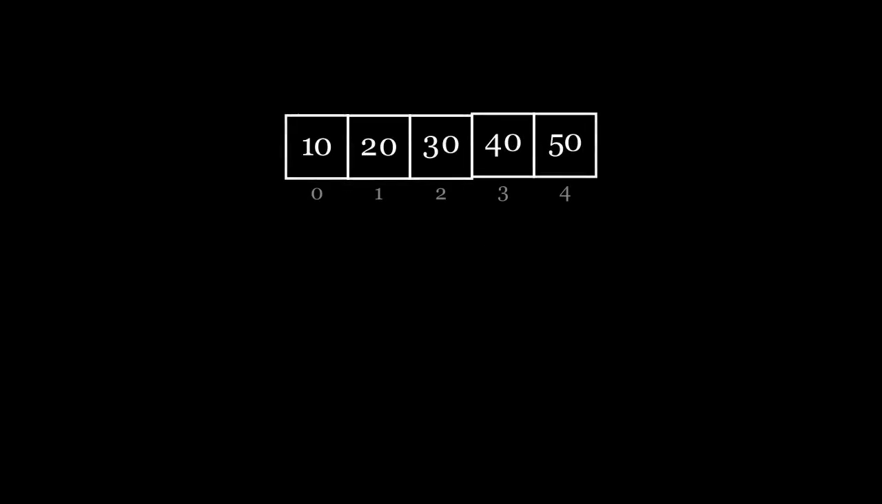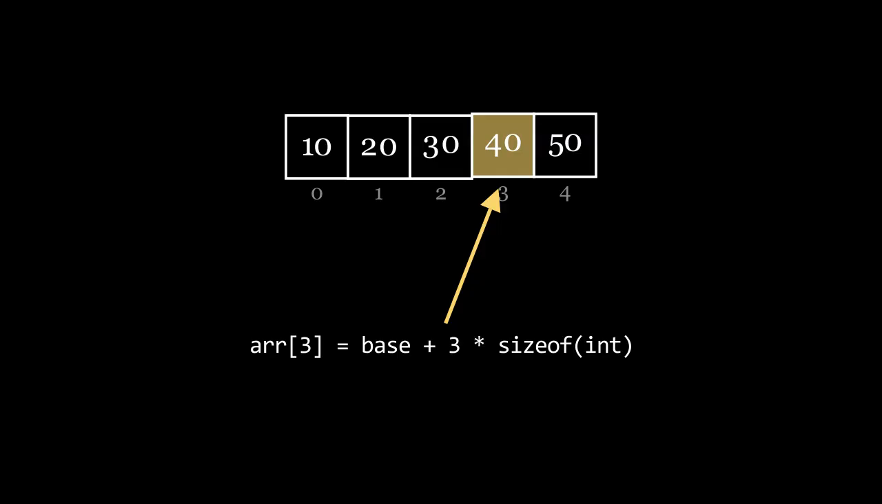Here's why arrays are special: getting any element takes the same tiny amount of time, no matter how big the array is. The computer doesn't search, it computes. It takes the base address, adds the index times the element size, and jumps straight to that memory location. Want element 3? That's base plus 3 times 4 bytes. Done. This is constant time access, O(1).